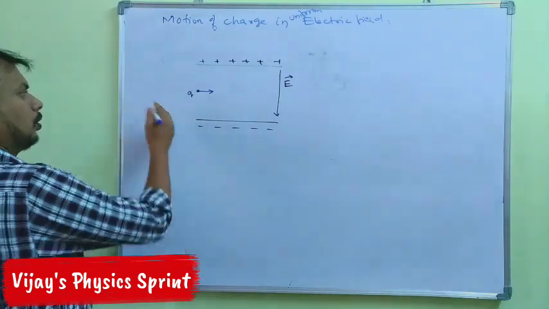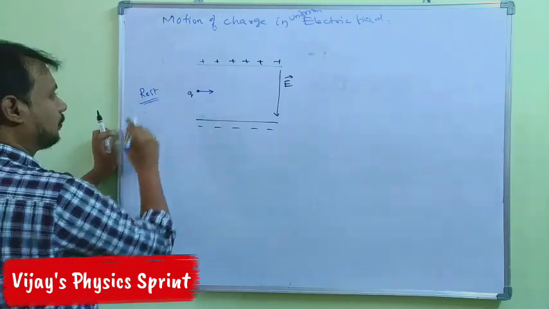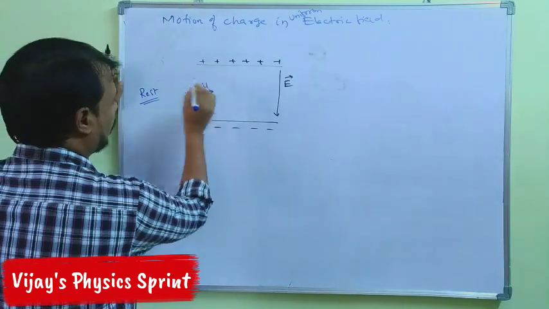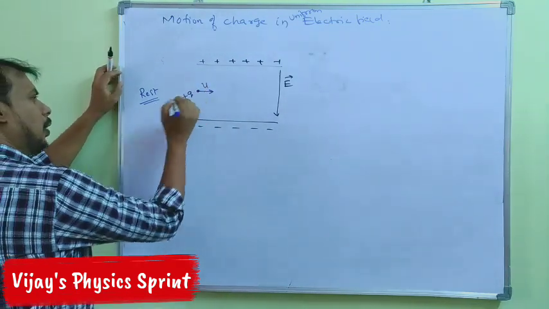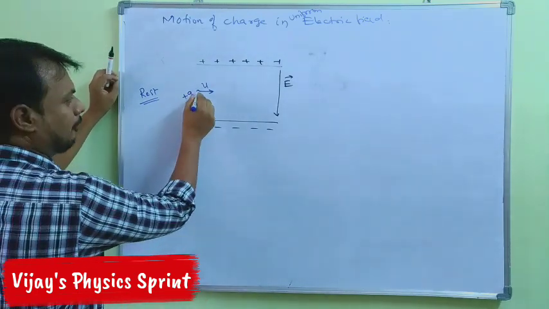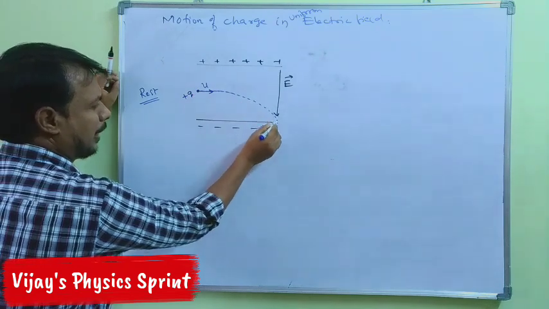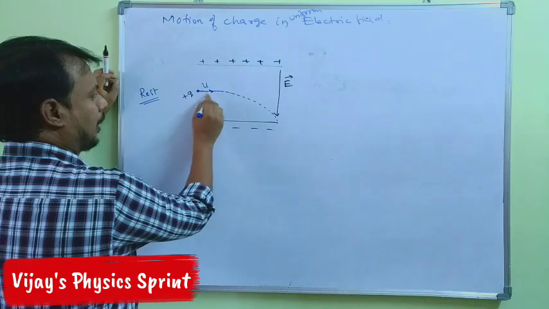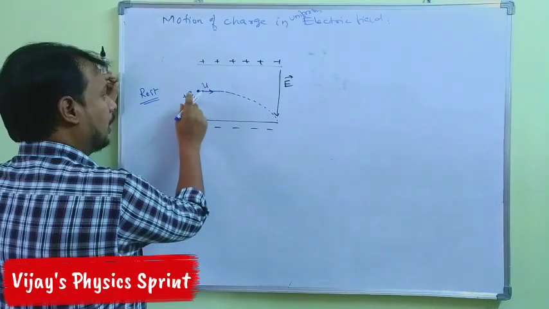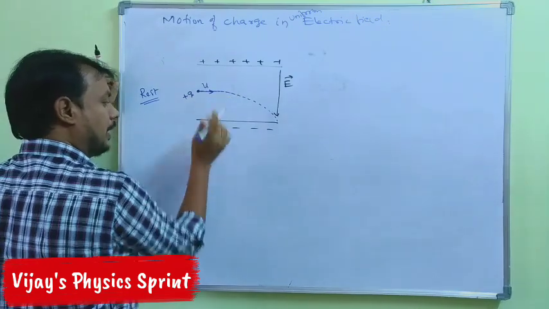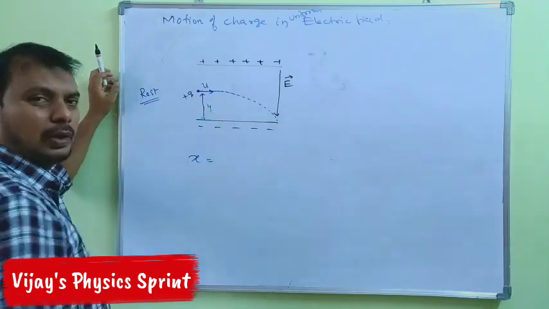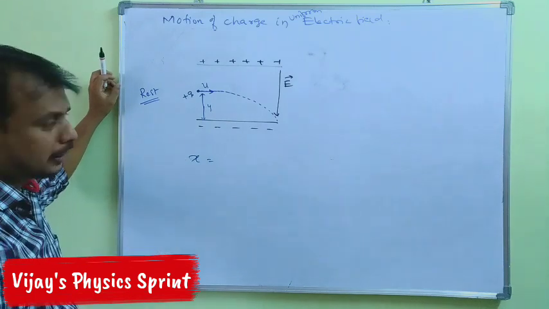So starting from rest, the horizontal velocity is taken as u. Consider the charge to be a positive charge. Then what happens? The positive charge is deflected towards the negative plate. So it is just like a projectile motion, a horizontal projectile, right? The distance covered in the horizontal direction is x and in the vertical direction it is taken as y, just like a horizontal projectile motion.